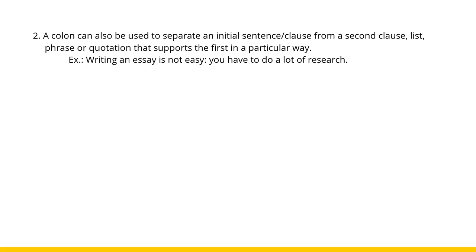The second way of using a colon is to separate an initial sentence, in other words a clause, from a second sentence, list, phrase, or quotation that supports the first in a particular way. So here we have an example that I'm going to read for you. Writing an essay is not easy: you have to do a lot of research. As you see, after "writing an essay is not easy," I have a colon, and then I have the second sentence, "you have to do a lot of research." These two sentences support each other. The second part of the sentence supports the first part. And this is one way of using a colon.